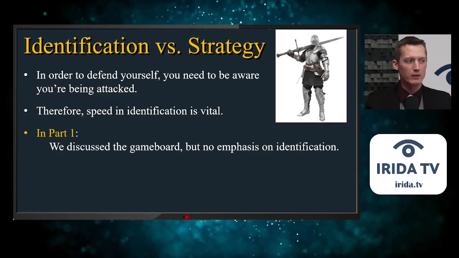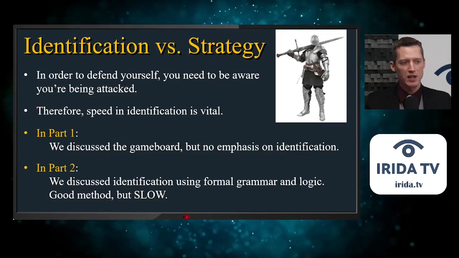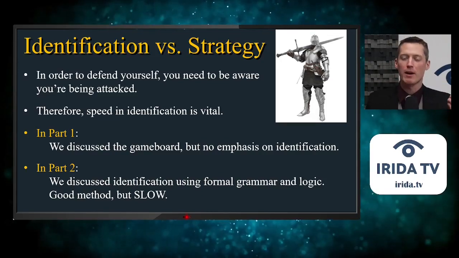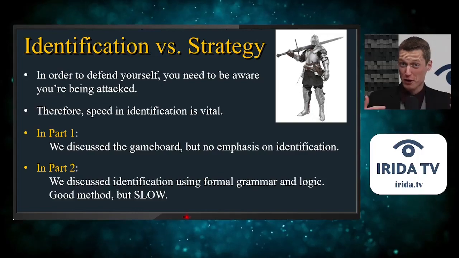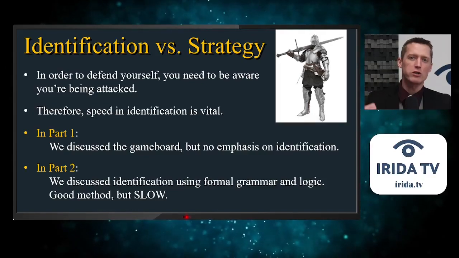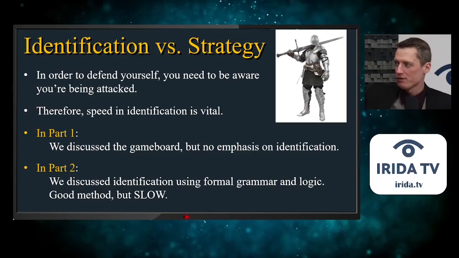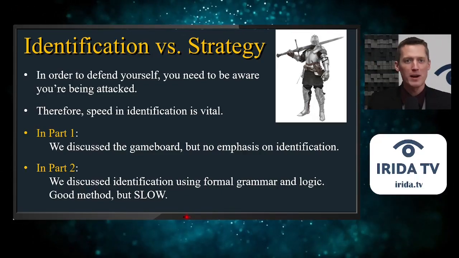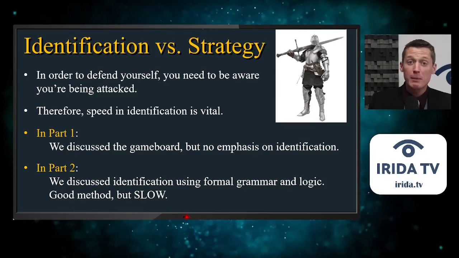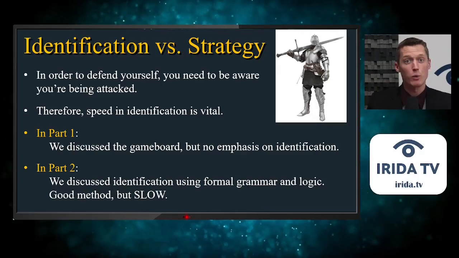So identification is vital. So in part one, like I said, we discussed the game board. We defined manipulation. We did not emphasize identification. In part two, we discussed identification using formal grammar and logic. Now, I gave my sped up version of how I interpret formal grammar and logic, but even with that, it's slow. It's slow. If you're spinning around trying to find the fallacy, and the sophist has already moved on, making fun of you in front of everybody, and lowering your social status and making you look like an idiot despite the fact that you have the superior argument, then you've lost time and you've been manipulated, and your actions will show that.